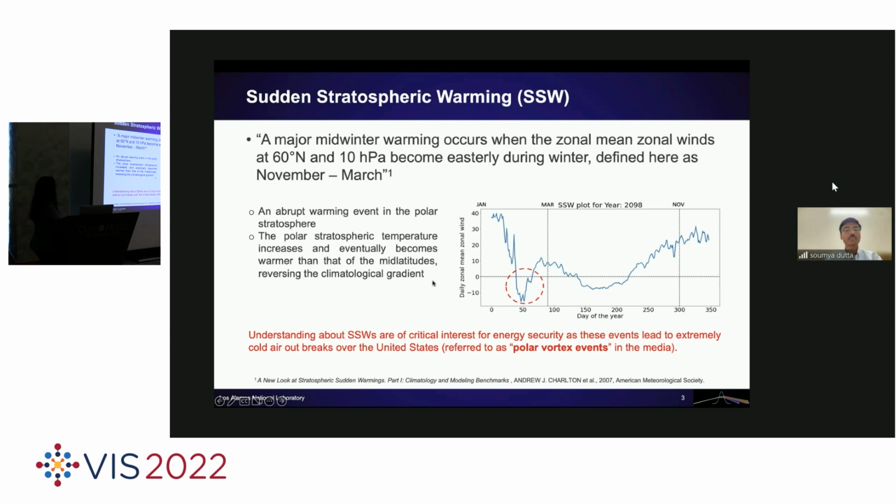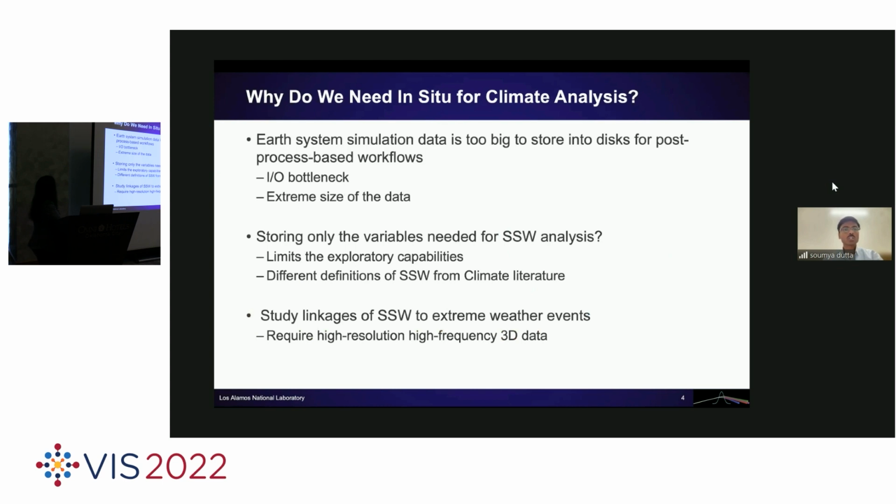And understanding these SSW events is extremely critical because this has impact on energy security, as these events can lead to extremely cold air outbreaks in the United States, specifically at the surface level. And these are popularly known as polar vortex events in the media. So why do we need in situ analysis for this particular case?